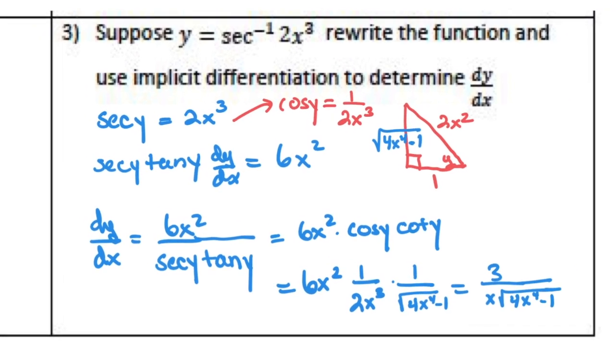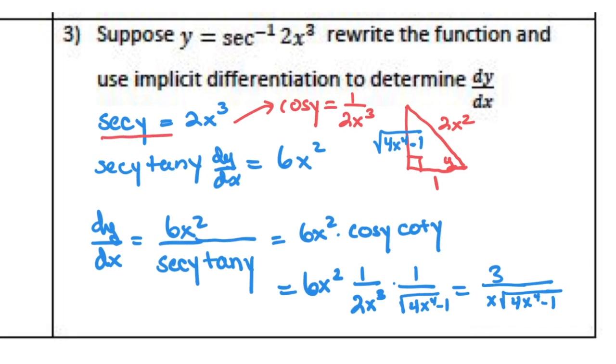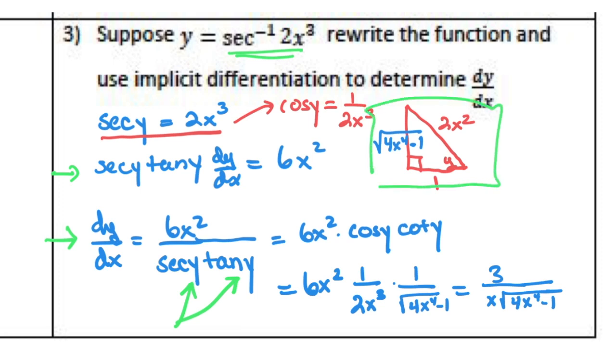For question number 3, perhaps you should rewrite your function so that the derivative can be found using implicit differentiation. And then I went along and I found the substitution to determine dy dx. Your final answer had values of y in it, and that is not acceptable. So we want to rewrite the problem using our right triangle trig and end up with a problem with only x's.